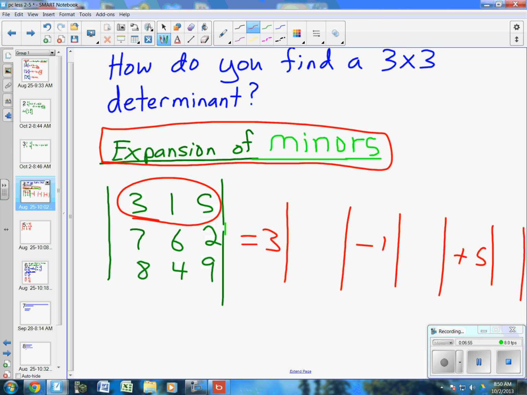Well, the question is what goes in as the determinant? Kyle? Yeah. For 3, everything that's not in its row or column. So if we crossed out this row and this column, what's left?